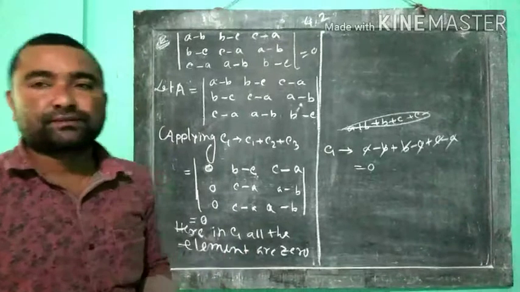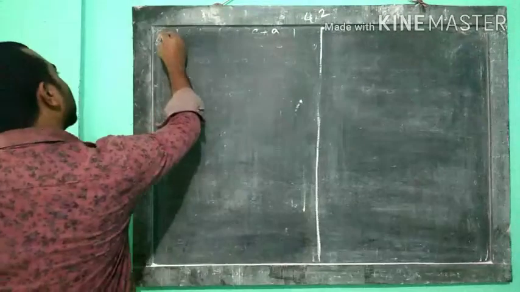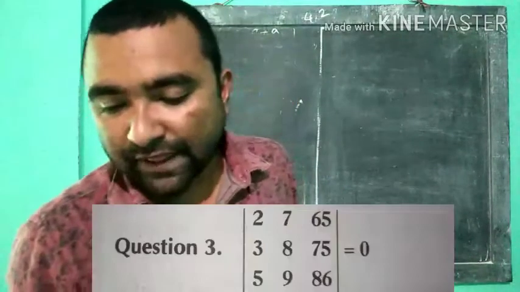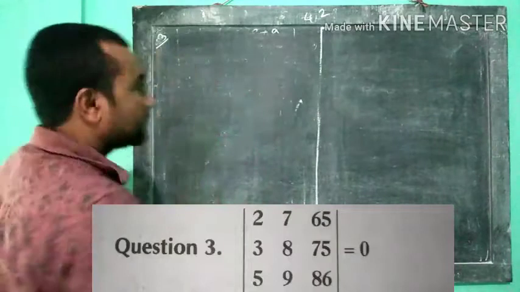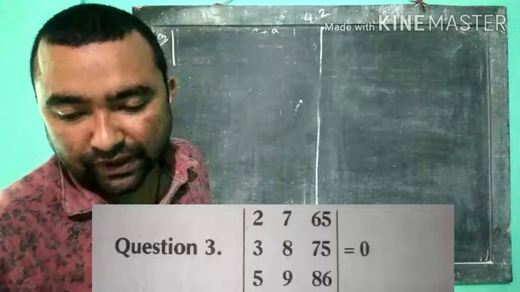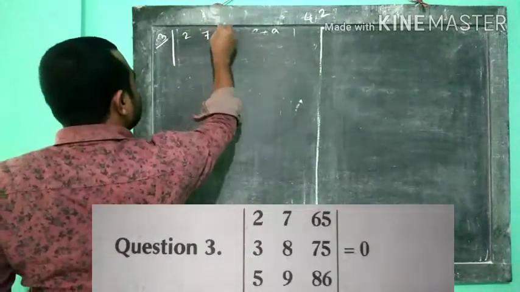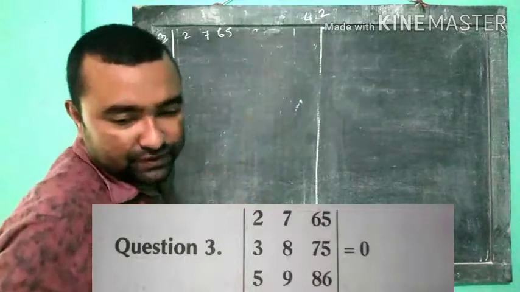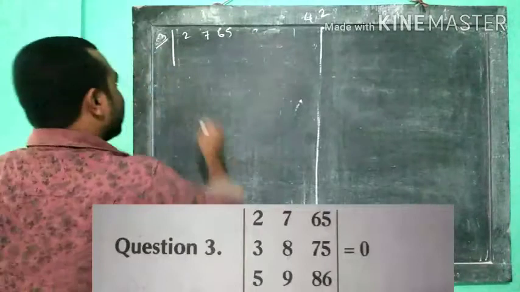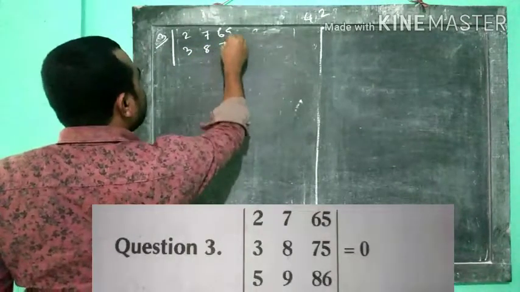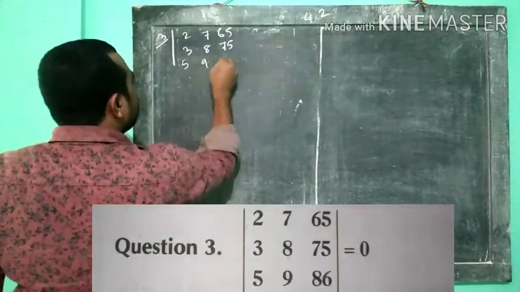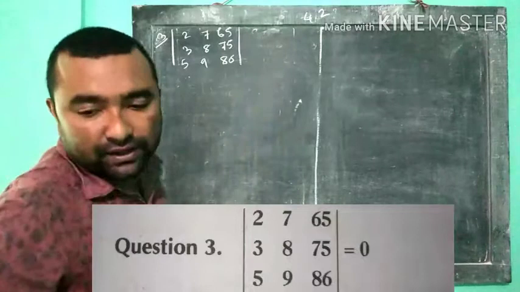Okay, clear? Now I am going to solve question number 3. Question number 3 is the determinant with first row 2 7 65, second row 3 8 75, and third row 5 9 86, is equal to 0.